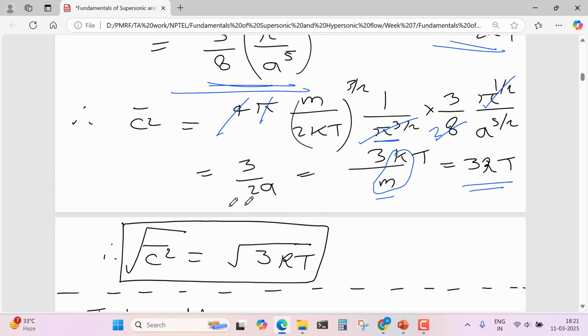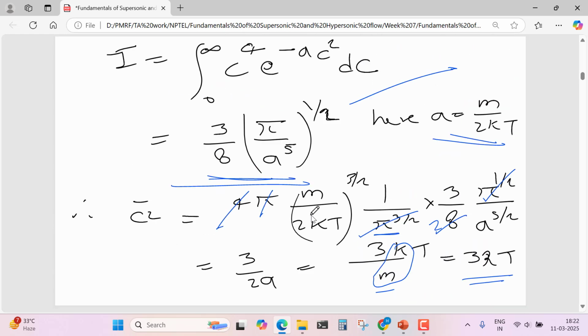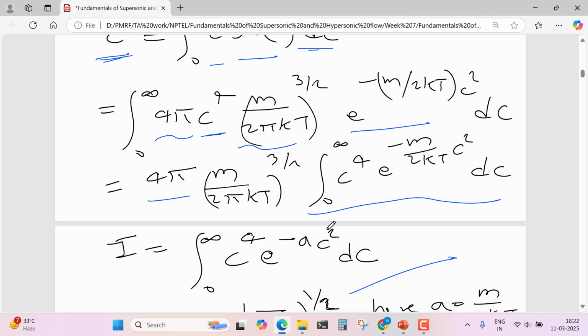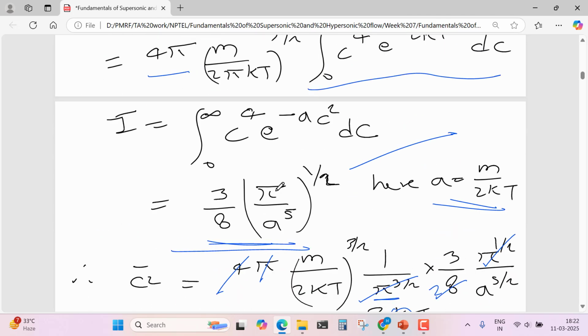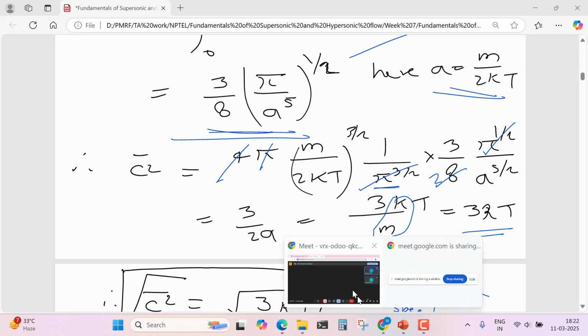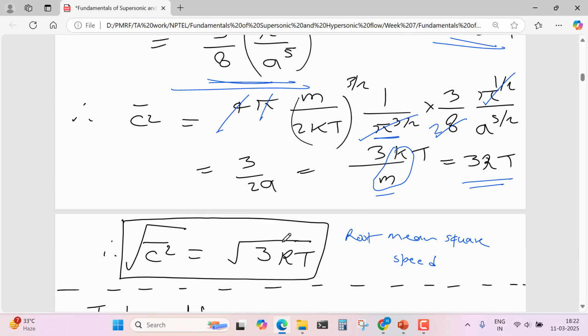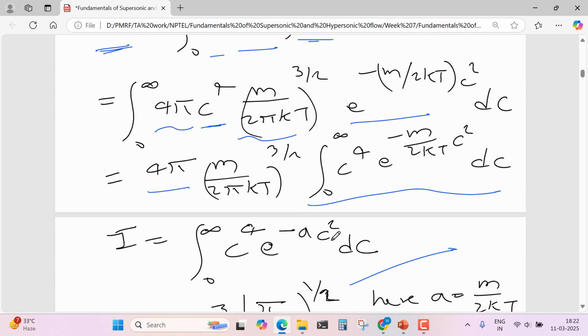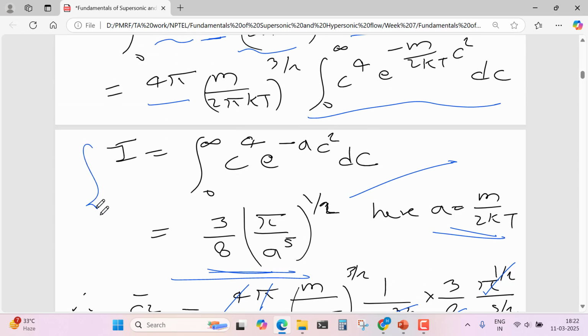And if we take its root, then it will become the root mean square velocity or speed equal to under root 3RT. So this is the derivation for the root mean square speed. Is there any doubt till now? If no, then I will tell about that integration which I used directly here.